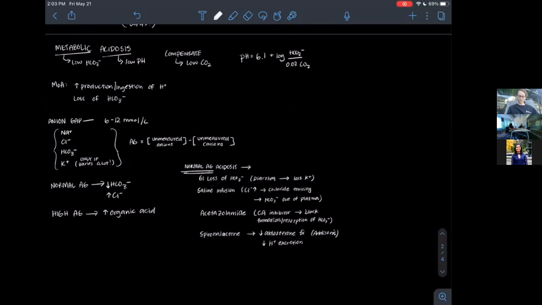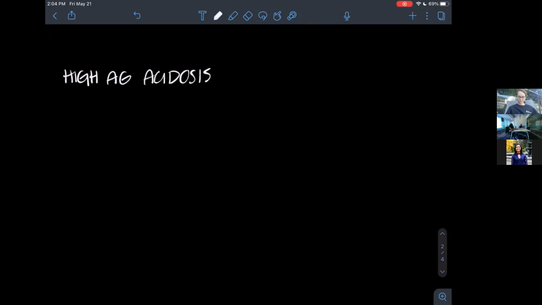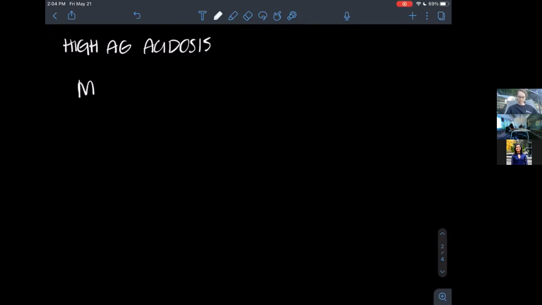We're going to talk about the high anion gap ones now. So that's going to involve something that's not those four anions or cations. I feel like I just never understood this, and that is what really drilled it home for me. So high anion gap acidoses, it's your MUDPILES.